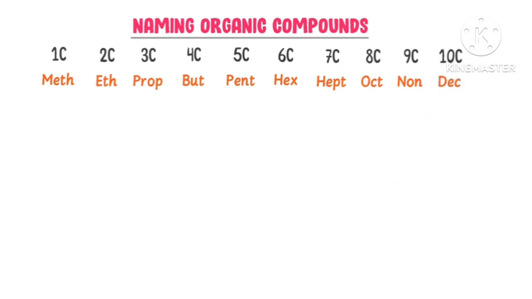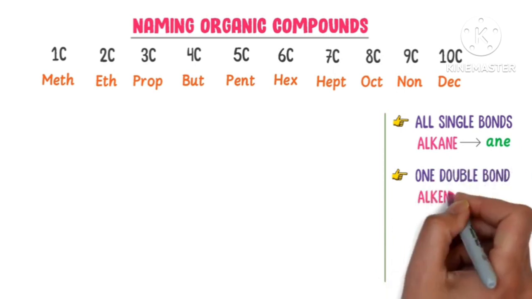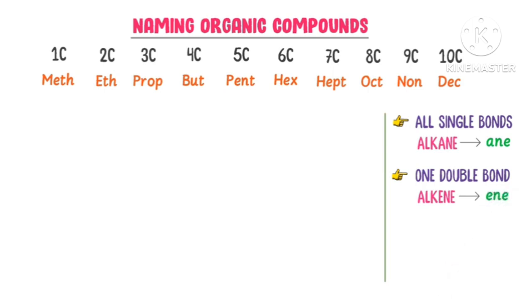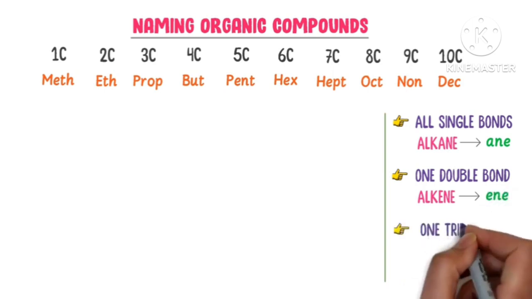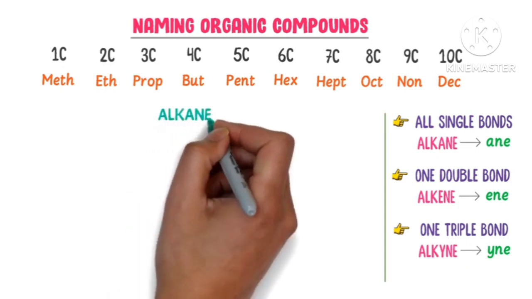Secondly, at one corner of the page, write down that when there are all single bonds between carbon atoms, they are alkanes. We use ane for it. When there is one double bond between carbon atoms, they are alkenes and we use ene for it. When there is one triple bond between carbon atoms, they are alkynes and we use yne for it. Now we will learn naming alkanes.